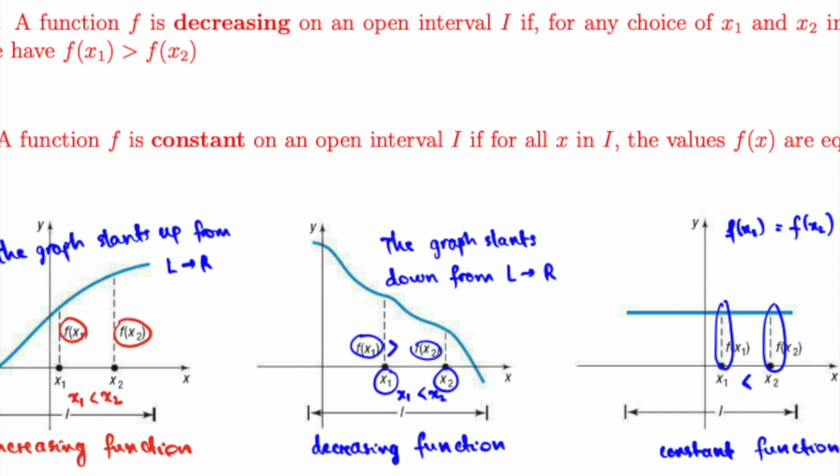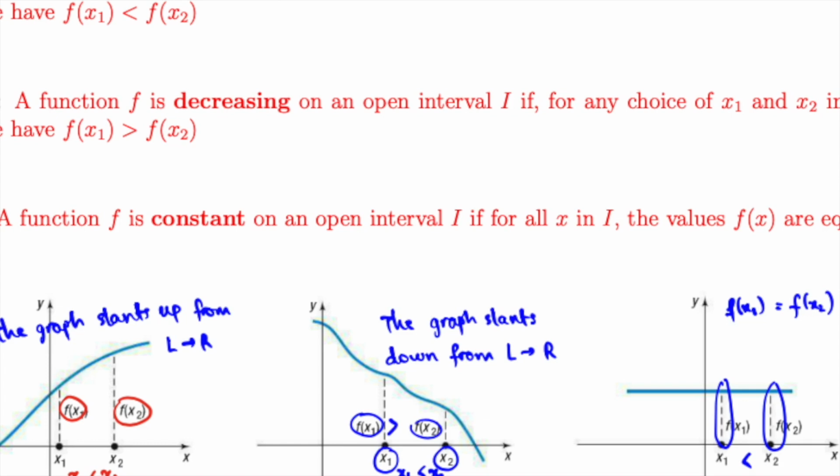Now, if you take a look at the graph here, by definition, you choose two numbers, x1 and x2, where x1 is always less than x2. You measure the height of the function at x1, and you obtain f of x1. And again, you measure the height at x2, and you obtain f of x2. And you show that f of x2 is greater than f of x1. In other words, the graph of an increasing function slants up from left to right.